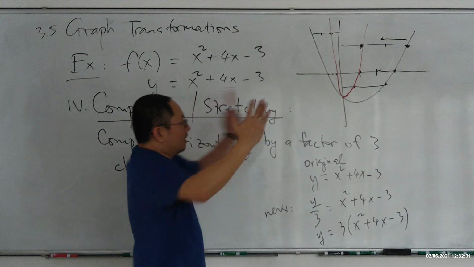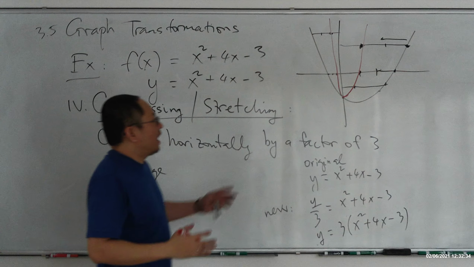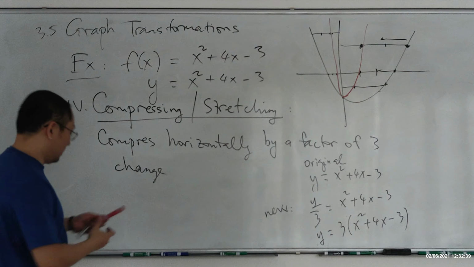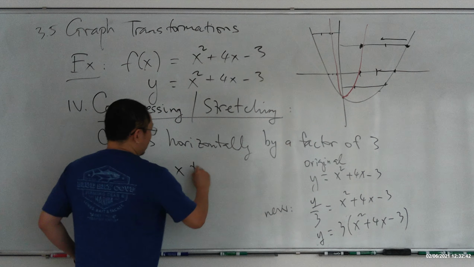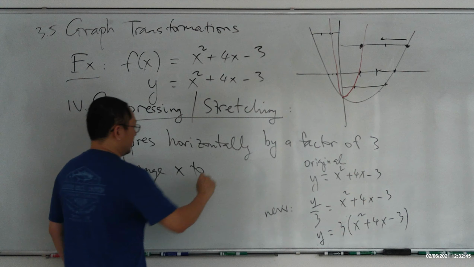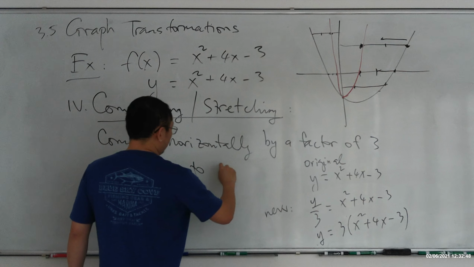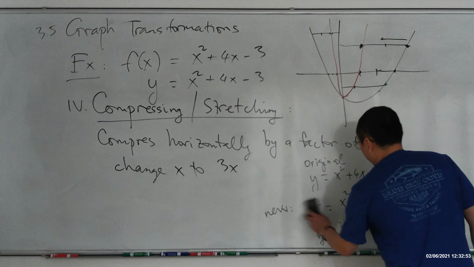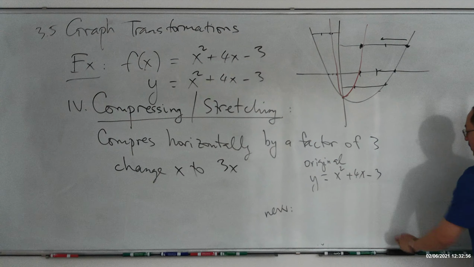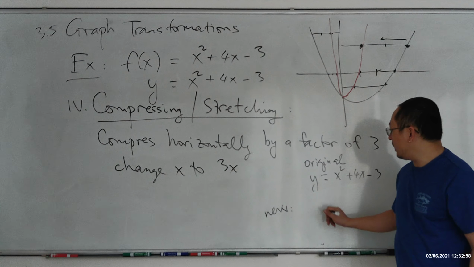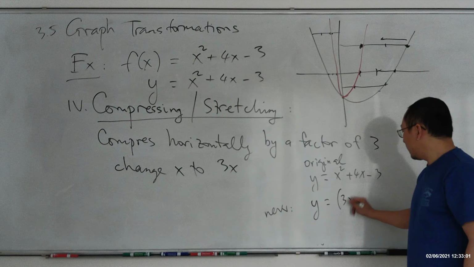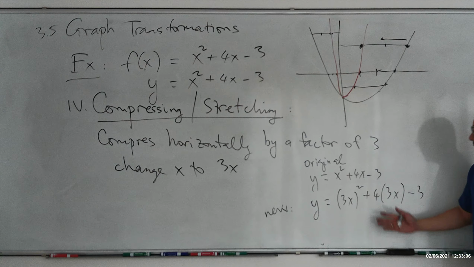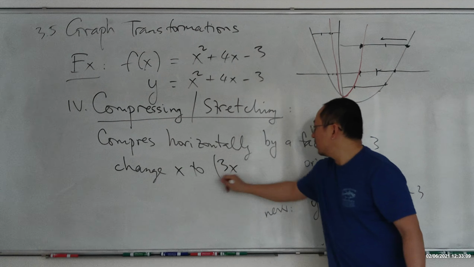Every single point on the original graph will be 3 times closer to the y-axis compared to the original ones. So what you're going to change is x to compress, right? 3x is going to move closer. My original is y equal to x squared plus 4x minus 3. The new one is going to be this: y is equal to (3x) squared plus 4 times 3x, and then minus 3. You see what I've done? Whenever I see a letter x, I change it to 3x.